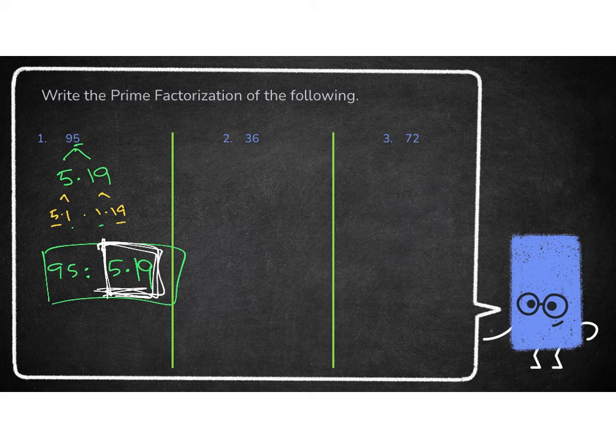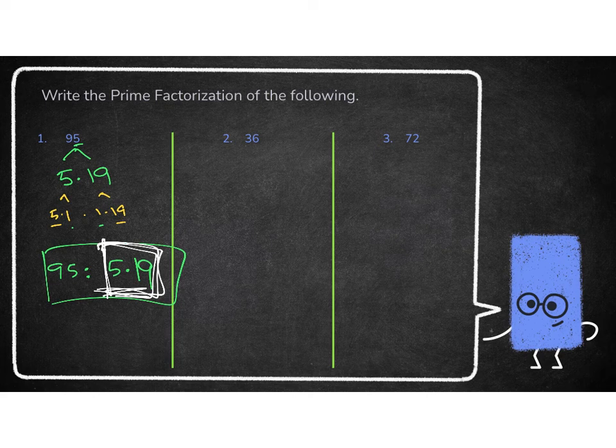All right, let's try 36. There are a lot of ways that we can break apart 36. We can break it into 2 times 18. We can break it into 6 times 6. We can break it into 9 times 4. We can break it into 3 times 12. There's a whole lot of factor pairs of 36. Here's the thing. It doesn't matter where you start. You can pick any one of those options and you will get down to the same prime factorization when you go all the way down to the end.